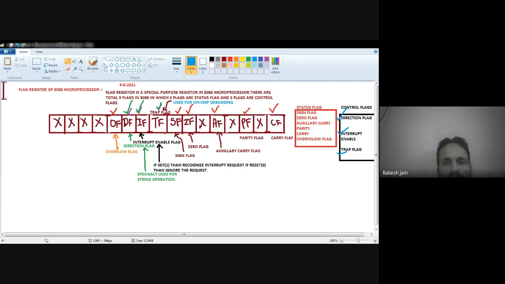Zero flag means if any arithmetic and logical operation result is zero, then this zero flag is set, otherwise it is reset. Auxiliary carry flag means if any carry is generated from the bit, then it will be set, otherwise reset.